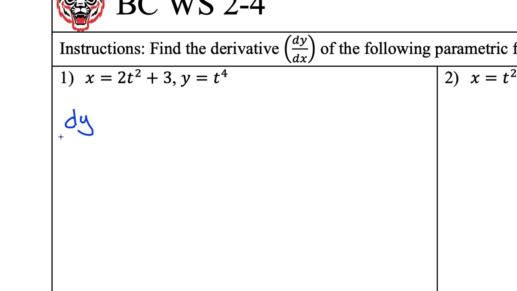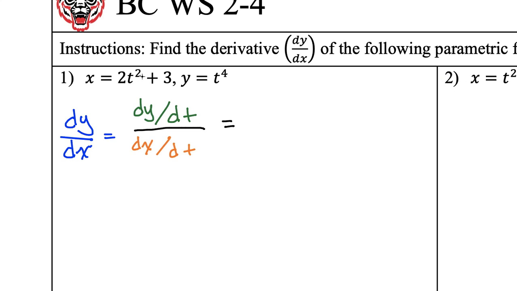Our dy/dx definition is I first do the dy/dt and then I divide that thing by dx/dt. And hopefully you'll remember it's always the y over the x. From there, what do we do?